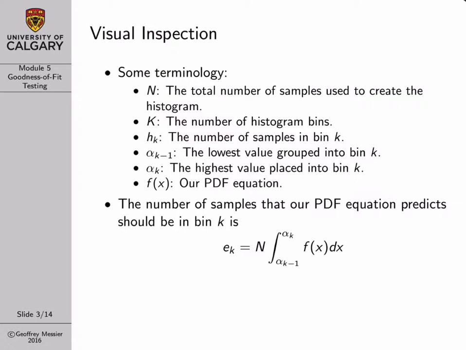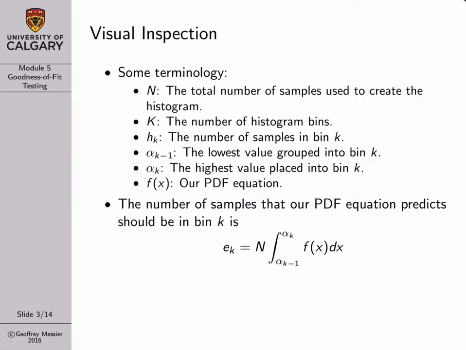And so just to start off, a little bit of terminology. Capital N is the total number of samples used to create the histogram. This is typically in the many thousands or even perhaps millions of data points in some cases. Capital K is the number of histogram bins. This will vary. I tend to use between 1 and 200 bins when I'm doing my research.